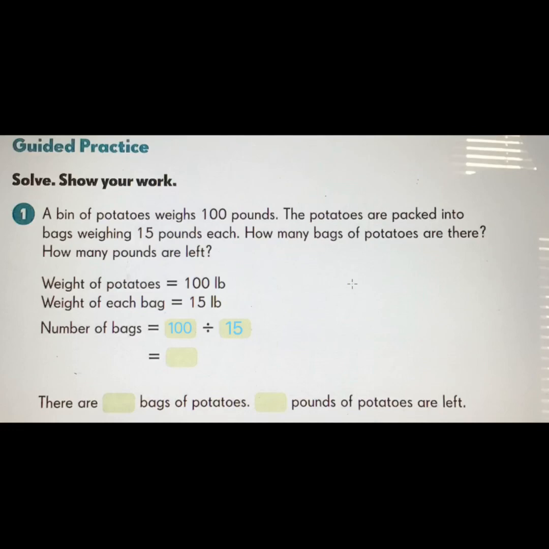Now to divide 100 pounds by 15 pounds to get our answer. We now know that 15 can only go into 100 6 times evenly. This is then going to give us a remainder of 10. So now, to fulfill our final response of how many bags of potatoes are there and how many pounds are left, there are 6 bags of potatoes and 10 pounds of potatoes are left.